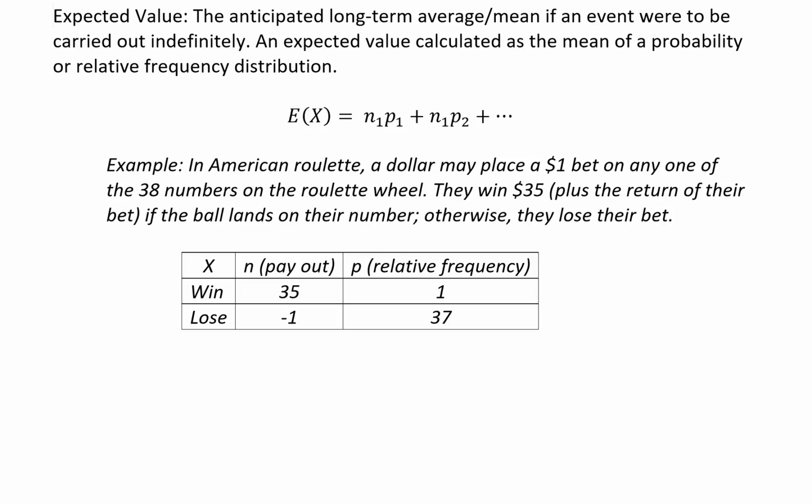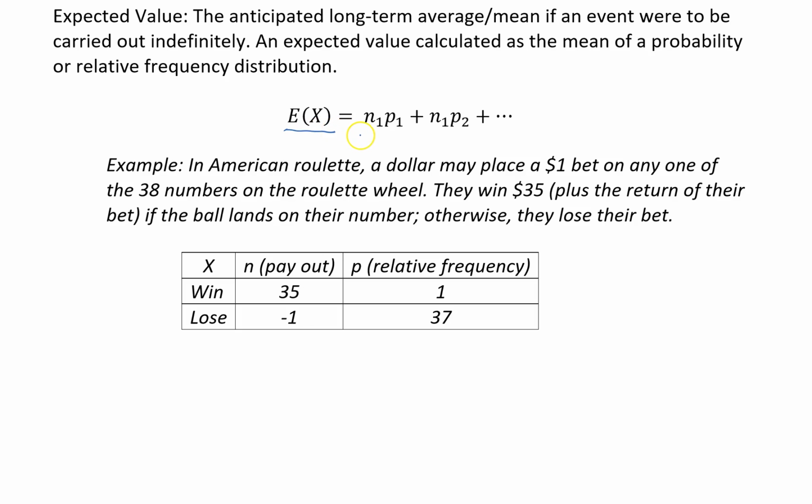Expected value is the mean of an event for a probability distribution. Probability distributions could also be referred to as relative frequency distributions. And the notation for expected value is E of x.